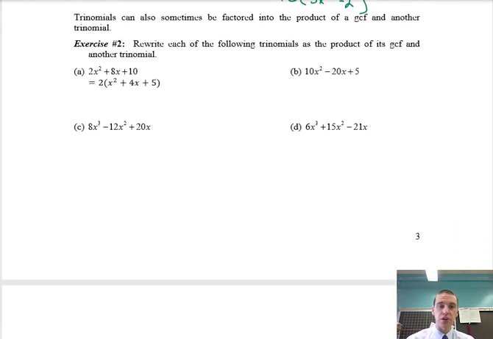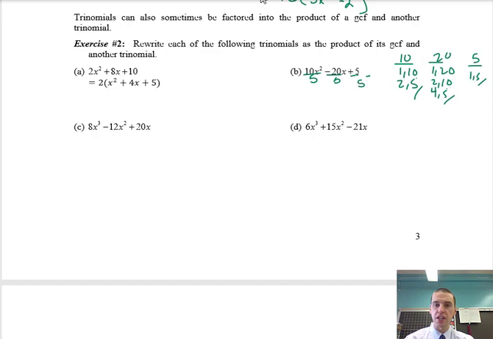Now, we can also factor trinomials. Nothing different here. We just have to find the greatest common factor. Notice 10, 20, and 5. 1 and 5. This is going to give us 1 and 20, 2 and 10, 4 and 5, and 1 and 10, 2 and 5. Notice that each of them has a 5 in it, so we're going to take a 5 out. Notice that the 5 doesn't have an x, but the x squared does, so there's no x that we can take out.